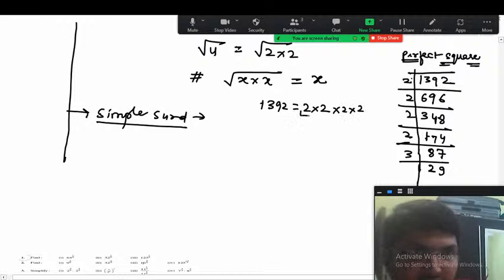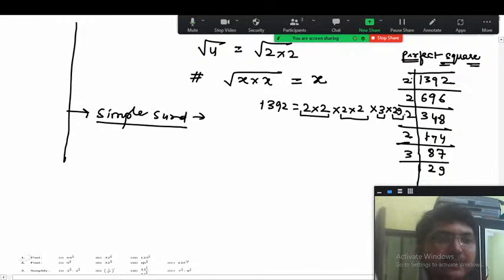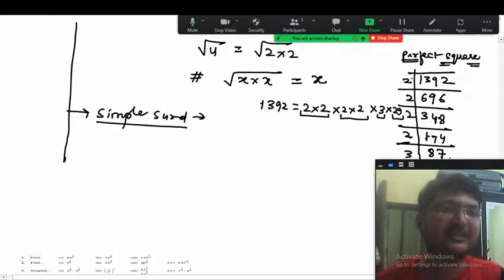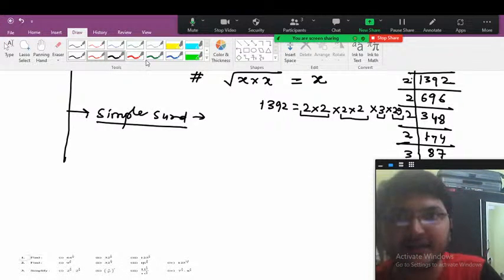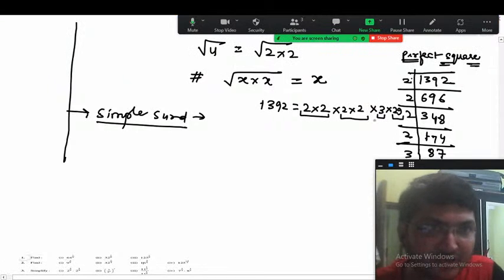Okay, this is 2 times 2, and again 2 times 2. You need to figure out how many pairs are not possible. Here we are not having a pair of 3, we are not having a pair of 29. In order to make it a perfect square, Pradyumna, please focus carefully. What you actually need is one more 3. Do you agree with this? You need one more 29. Do you agree with this?